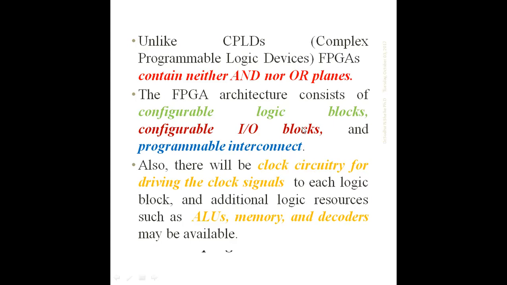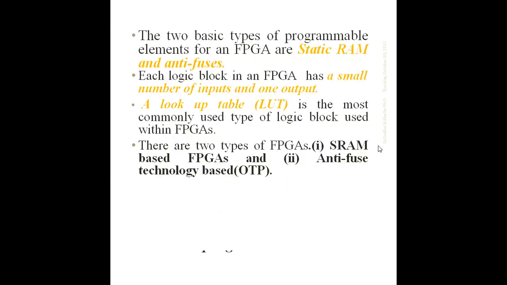Depending on the different FPGAs, ALU, memory and decoder may be available. The general thing is three basic blocks. One is the configurable logic block, CLB, second is the configurable IO block, and third is programmable interconnect. There are two basic types of programmable elements for the FPGA. They are called anti-RAM and anti-fuse.